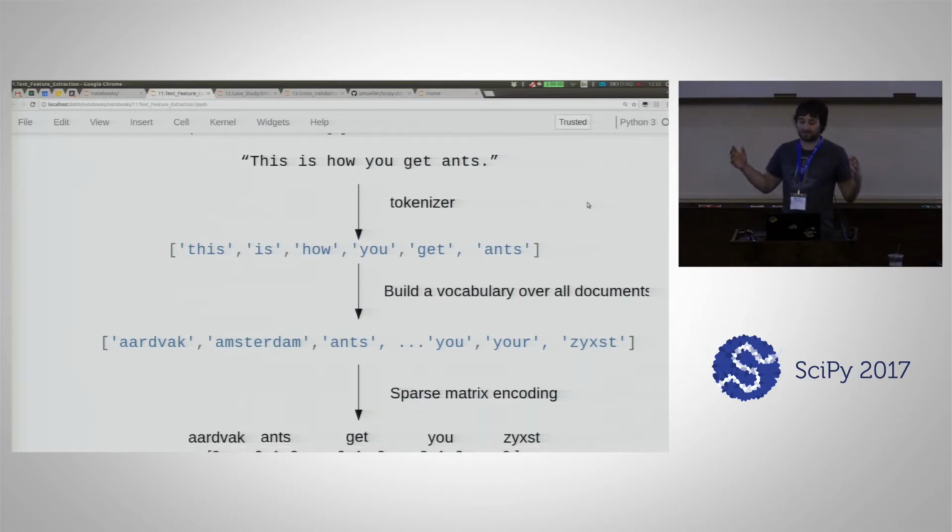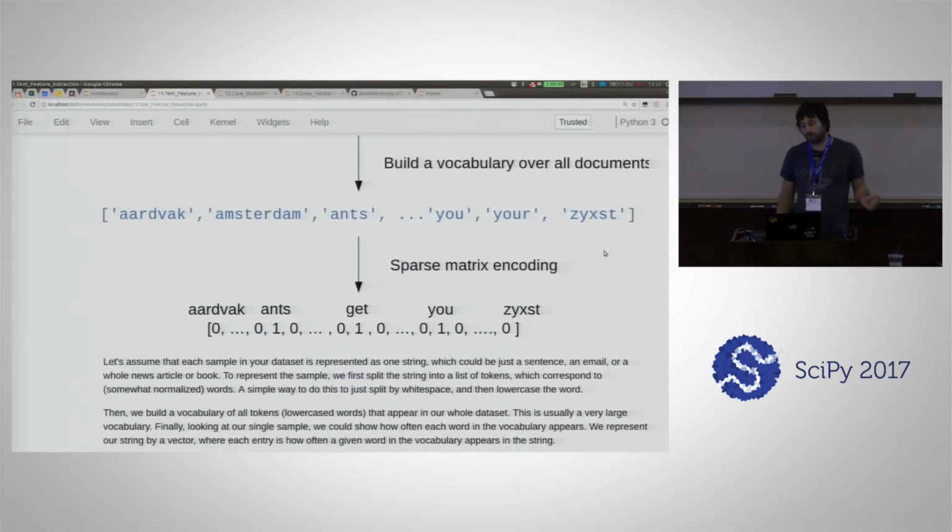Once we build this whole vocabulary, we can encode each individual sample. The way we do this is, for each word in the vocabulary, we count how often this word appears in our sample. Here we had the sample, "this is how you get ants." Most words in the English language don't appear in the sentence, so they're all 0. The word ants appears once, the word get appears once, the word you appears once, the word this appears once too, and none of the other words appear at all.